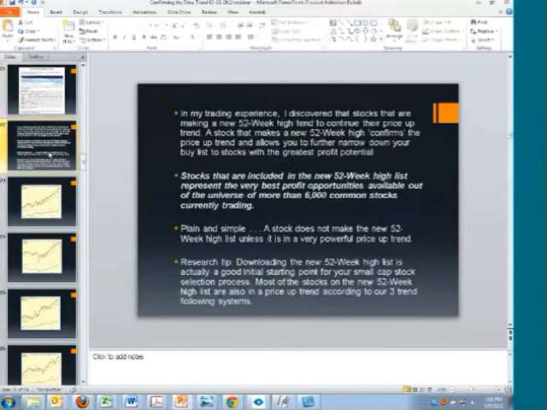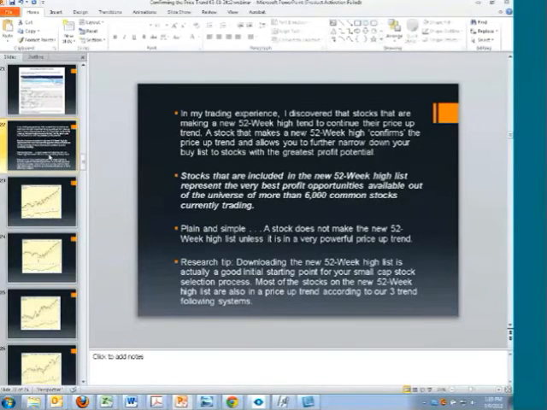And another confirming indicator I use, and I check this list almost every day, is this: through my trading experience over the years, I discovered that stocks that are making a new 52-week high tend to continue that price uptrend. And if a stock is making a new 52-week high, it confirms the price uptrend. And this allows us, of course, to further narrow down that list of stocks to buy.